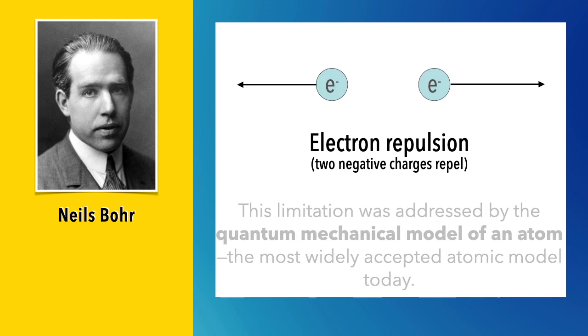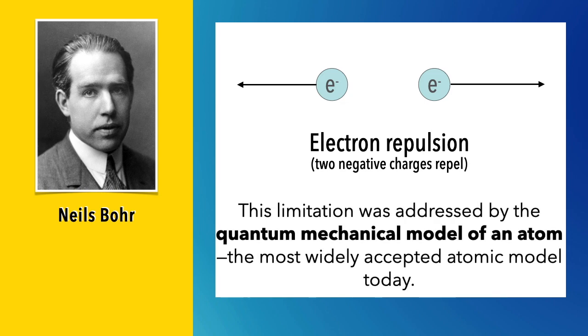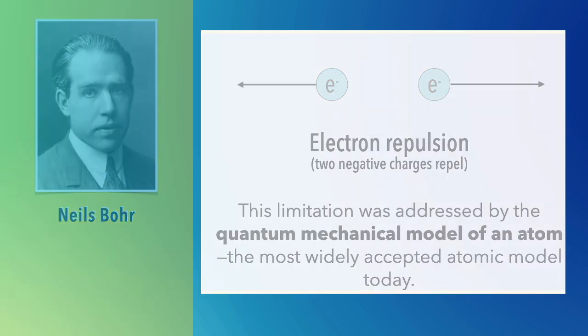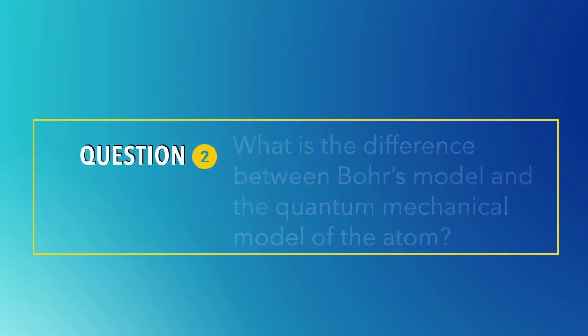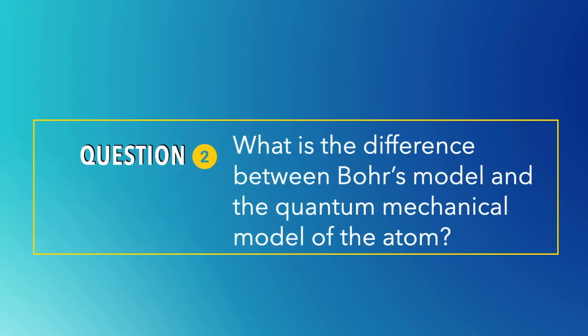Ang limitasyon na ito ng Bohr's model is what the following scientists worked on to arrive at the quantum mechanical model of the atom, which is the most widely accepted atomic model today. We now go to our second question, and that is, what is the difference between Bohr's model and the quantum mechanical model of the atom?